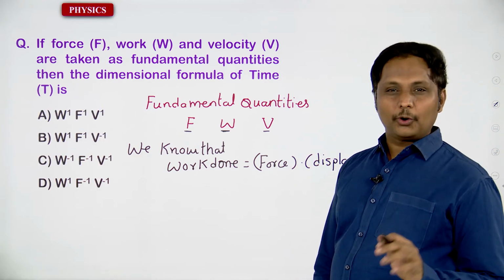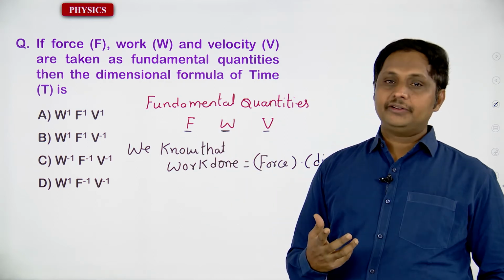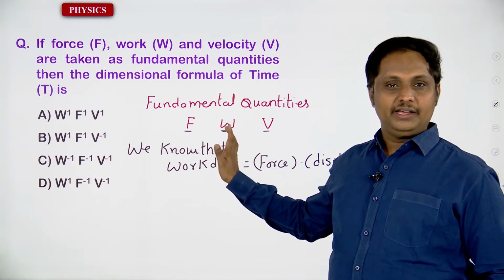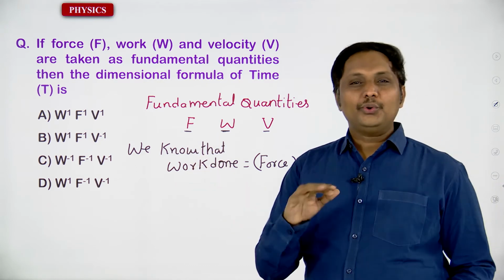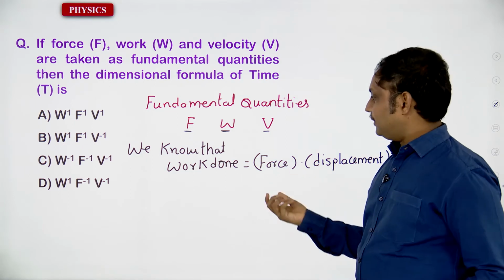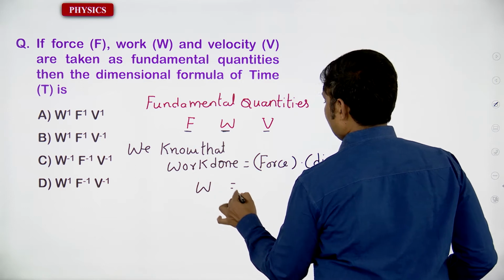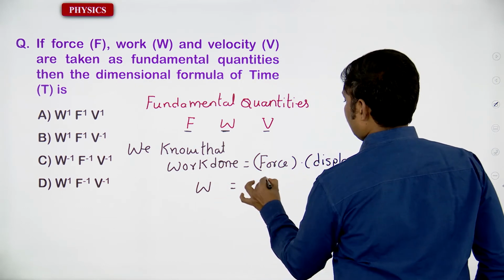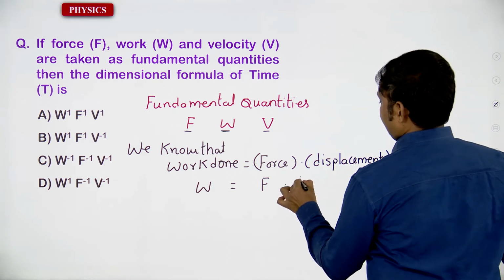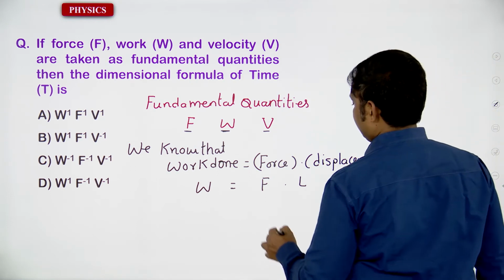Okay, we would like to solve the problem. From the given fundamental quantities, you have to find out any existing relation in terms of these F, W and V. Let us check. So, if you know that work done, it's going to be the force into displacement. It is very clear. So, you have to write down that force into displacement, that is going to be W, that is equal to force into displacement. It's going to be L. Displacement is going to be L. It's very clear. We would like to go for that. All right. It's very clear.